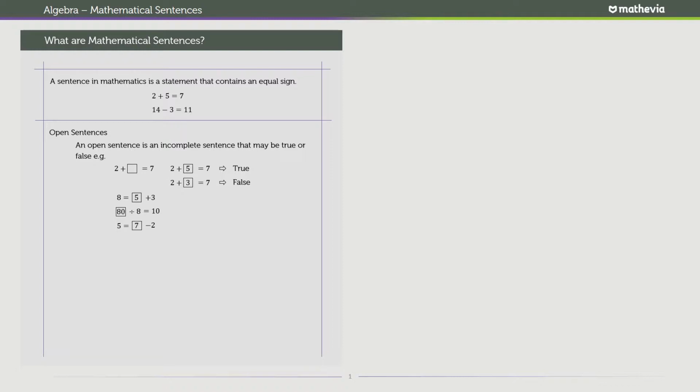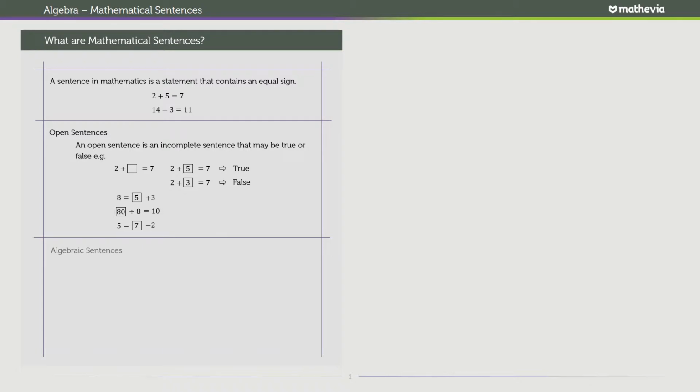For the first one, we have 8 equals box plus 3. What would you add to 3 to give you 8? 8 equals something plus 3. What is that number? We have 5 in that case. Then we have box divided by 8 equals 10. A given number divided by 8 gives you 10. What is that number? The number is 80. Similarly, 5 equals box minus 2. A certain number minus 2 gives you 5. What is that number? The number is 7 because 7 minus 2 gives you 5. And that's it. Very, very simple.